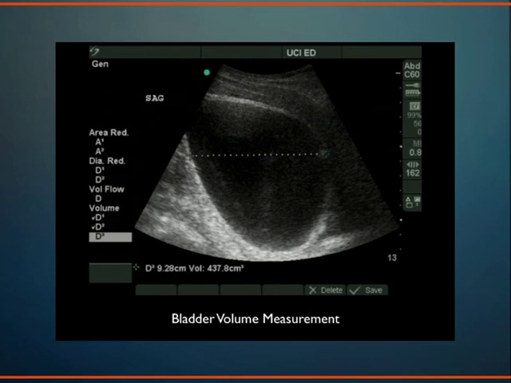Questions about that? This one had like 437 cc's in it. Yes? When would you want to measure the bladder volume? Yeah, like why do you care about measuring the bladder volume?